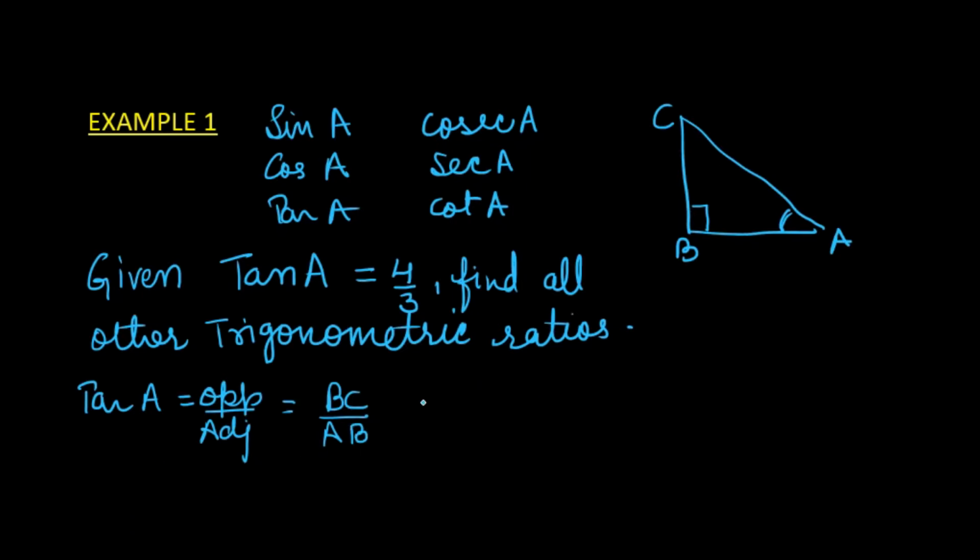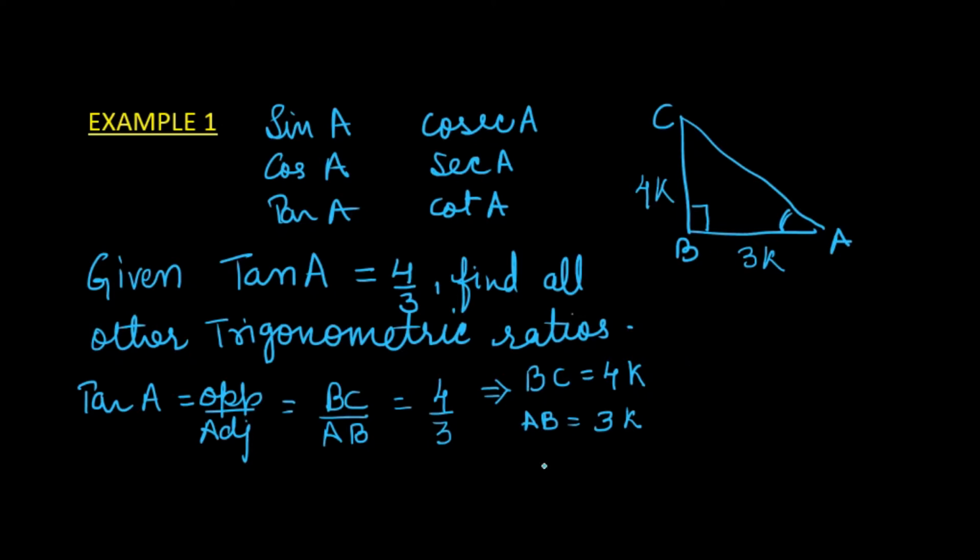It's given that tan of A is 4/3. This means that tan of A is the ratio of BC and AB and it is 4/3, which implies BC will be some multiple of 4 and AB will be some multiple of 3. Then only we'll get the ratio of BC and AB as 4/3. So we have got BC as 4K and AB as 3K.